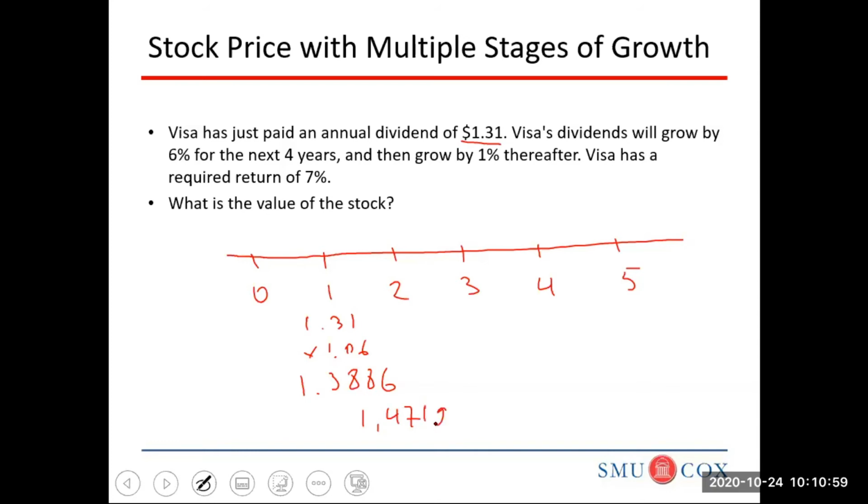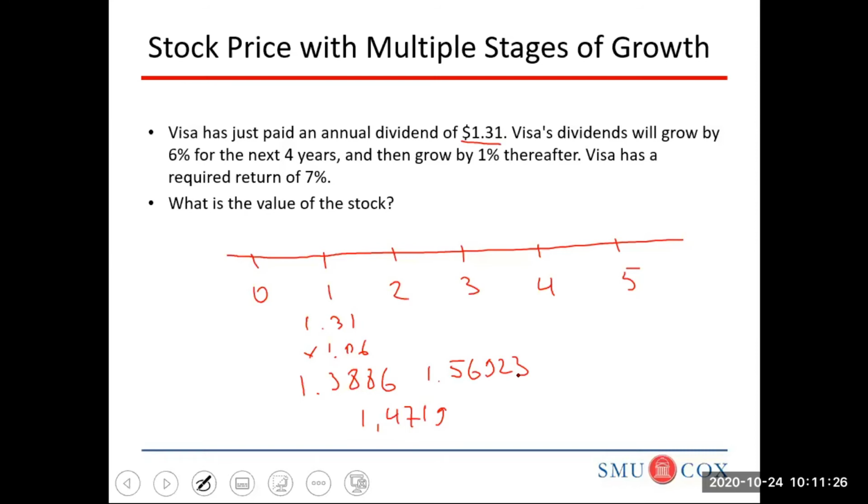1.4719. I just multiplied the 1.06 again in the second period. How about the third one? I got 1.56. Good. 1.56 and 0.23. I'll be precise here because we'll have to use these numbers.